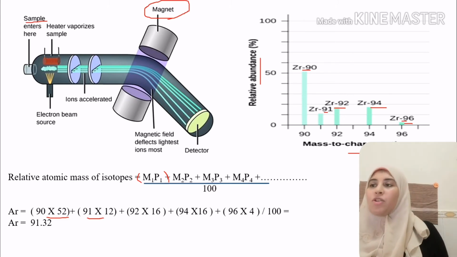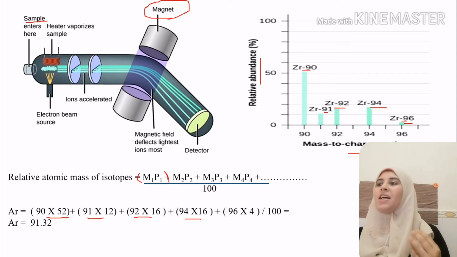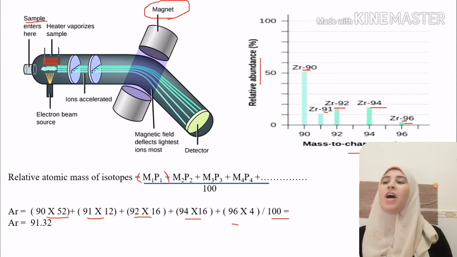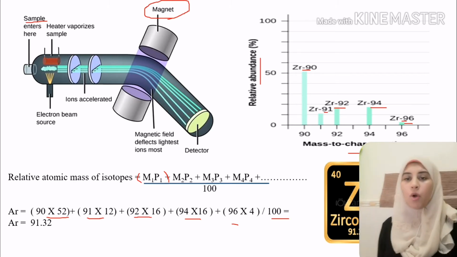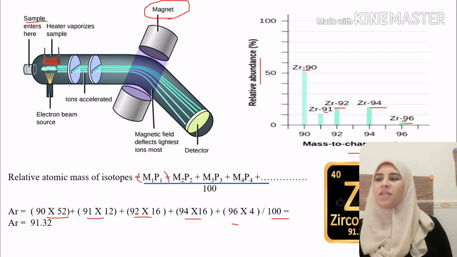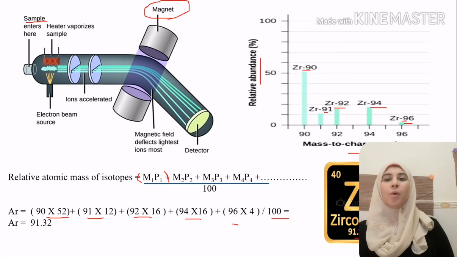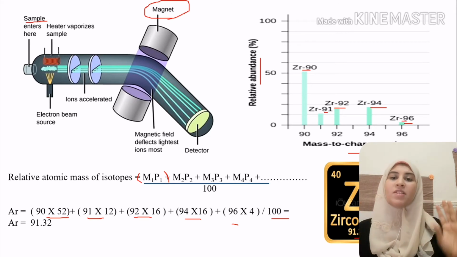plus the relative atomic mass of the third one times its abundance. It is 92 times 16, plus the same, 94 times 16, plus 96 times 4, divided by 100. So we will find that the total relative atomic mass of zirconium is 91.32. It is quite similar to the published information, 91.224. So we can calculate the relative atomic mass of our isotopes from the following relation.